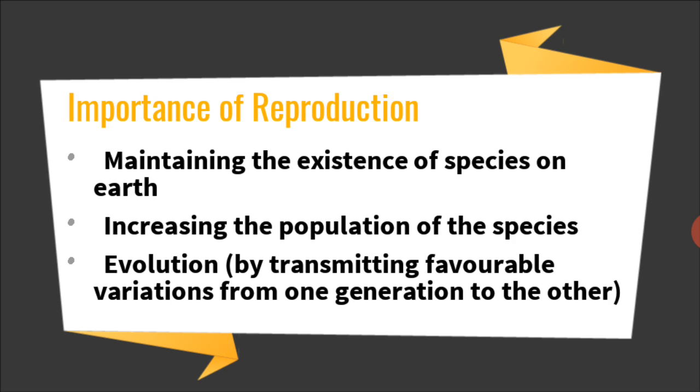What is the importance of reproduction? What is the necessity of this reproduction? It helps in maintaining the existence of species on the earth. We are able to see different species because of this reproduction process. It helps in increasing the population of the species and it helps in the evolution process. It transmits favorable variations from one generation to the other.